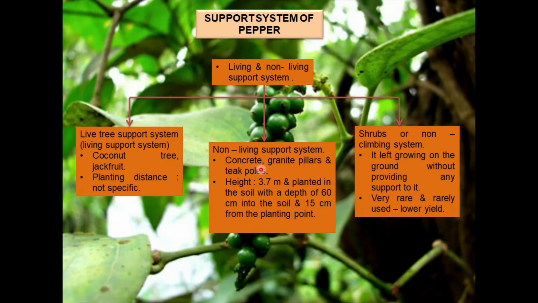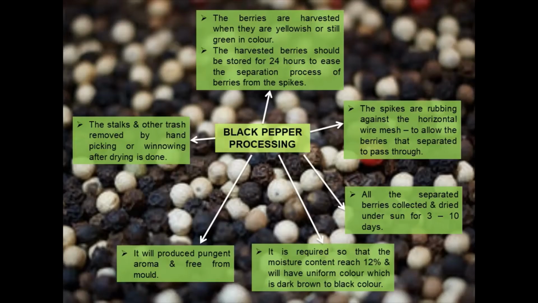The second one is the non-living support system. It includes concrete, granite pillars, and thick poles. The height is about 3.7 meters, planted 60 cm deep into the soil and 15 cm from the planting point. The third one is shrubs or non-climbing stem. The pepper is left growing on the ground without any support. It is very rare and rarely used due to the lower yield obtained.